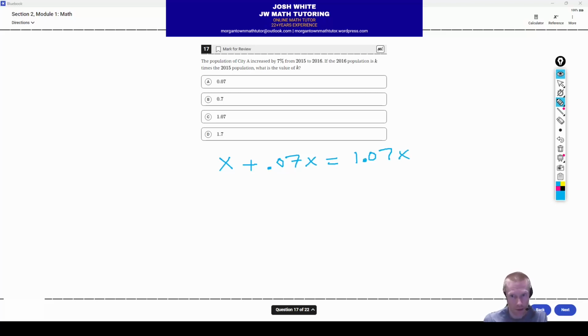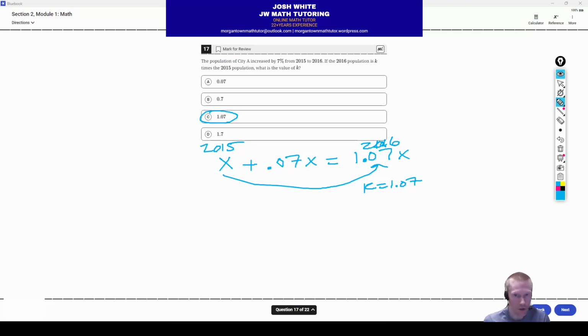So the 2016 population is k times the 2015 population. Well, the 2015 population was the starting amount, which was just x. So what do you multiply by x to get to 1.07x? Well, basically 1.07. So that's what k is right here. So the correct answer for this one is letter C.